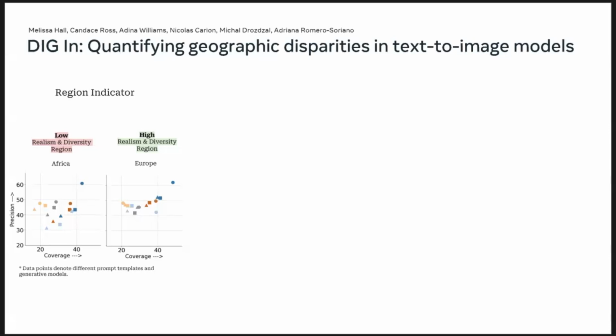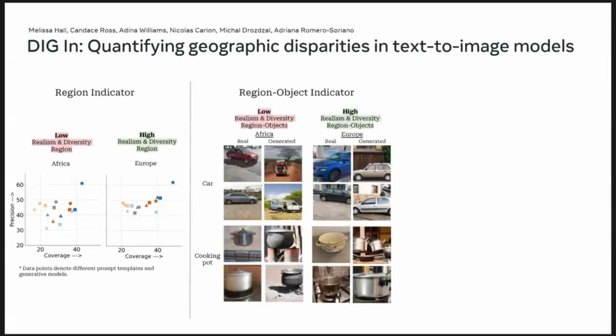And what we observed from this first indicator is that some regions tend to exhibit higher realism and higher diversity than others. So notably, when prompting the model to generate objects from Africa, we usually obtain lower realism images with lower diversity as well, especially when compared to the generations that we get when prompting the model for objects in Europe.